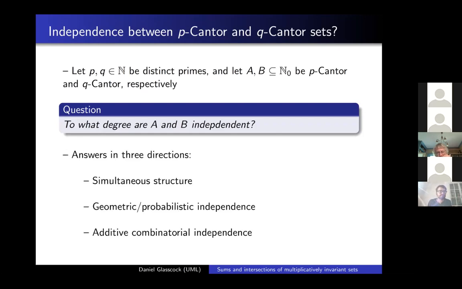And I'm going to offer you answers in 3 different directions. First, simultaneous structure: is it possible to have both P Cantor structure and Q Cantor structure simultaneously in the same set? Second, a notion of geometric or probabilistic independence, and third, a notion of additive combinatorial independence between these sets. So let's start with the simultaneous structure one.